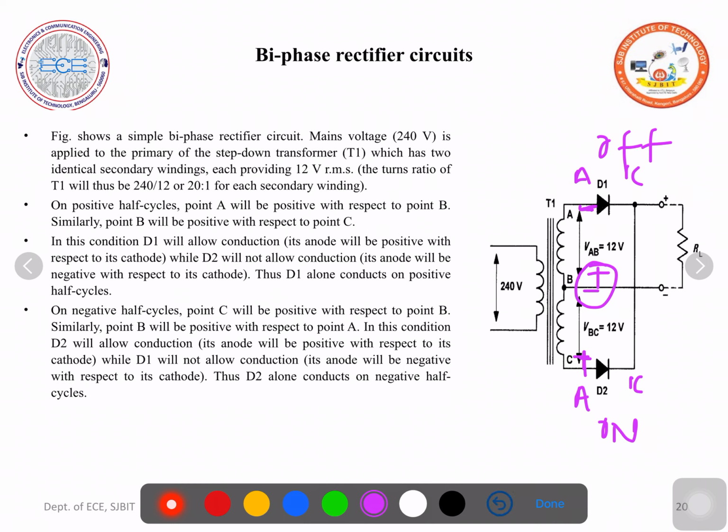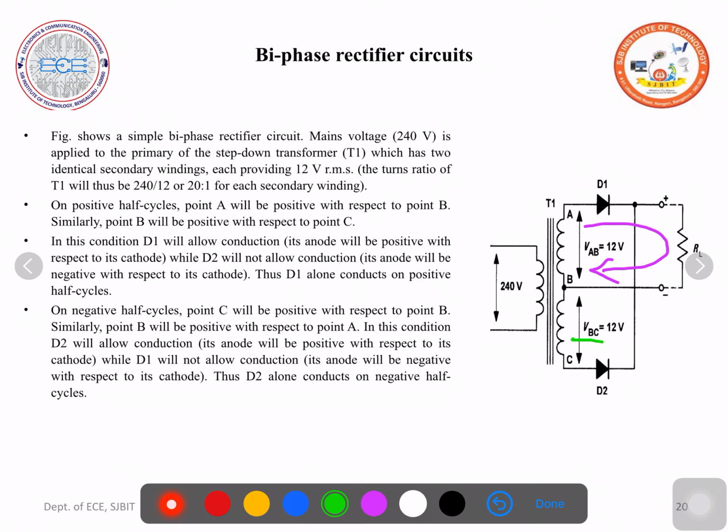When D1 is conducting, current flows through the load in this direction. When D2 is conducting, the current flows in this direction. So overall, through the load the current always flows in the same direction. So it is unidirectional. The current through the load is in the same direction, and the polarity will not change.